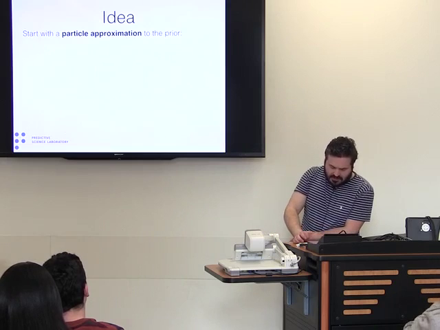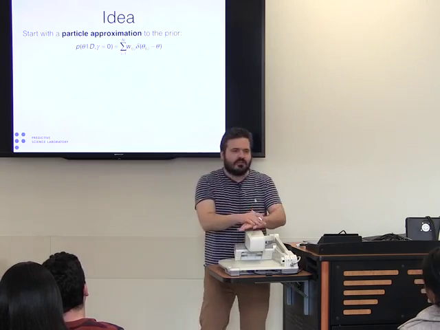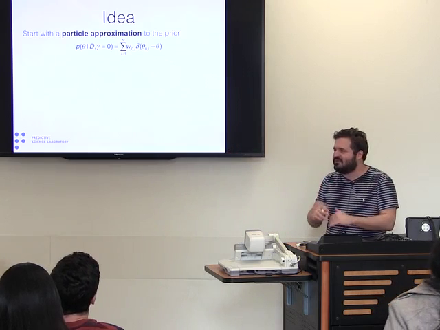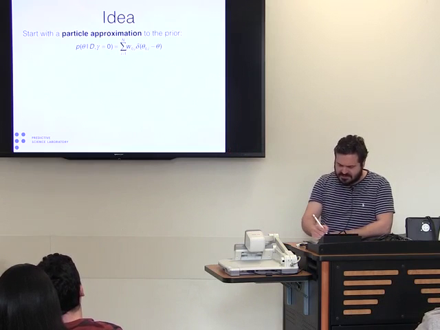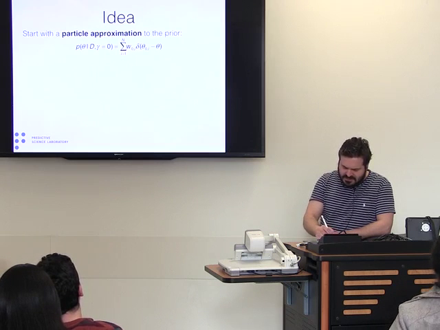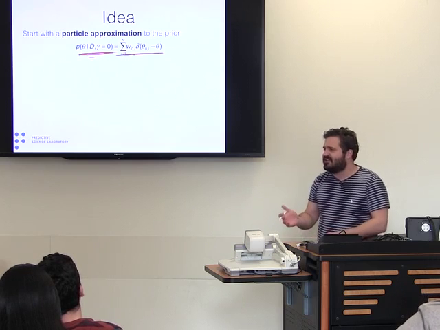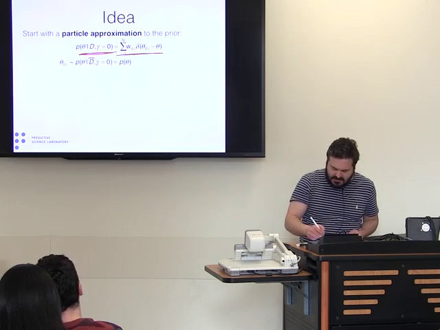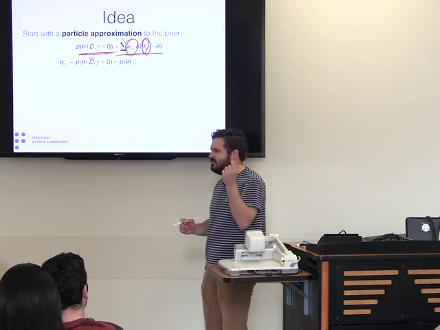All right, so the idea is to start with a particle approximation from the prior. And a particle approximation, you have to follow a lot of new concepts here, so this may be a little bit challenging. So the particle approximation is basically an approximation of the probability density with a bunch of delta functions. So you say basically I'm going to approximate the density with a bunch of samples, each one of them carries a weight.